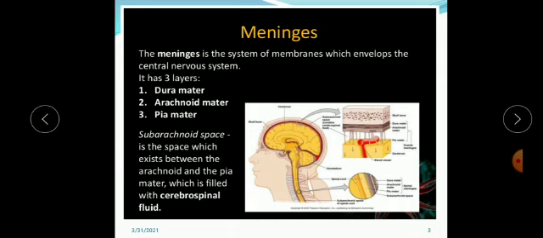So what is meninges? It is the system of membranes which envelops the central nervous system. The meninges has three layers: dura mater, that is outermost. In between there is arachnoid mater and a pia mater, which is attached to the brain parenchyma. The subarachnoid space is the space which exists between the arachnoid and the pia mater, and it is filled with the cerebrospinal fluid.